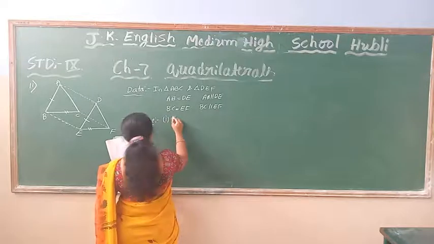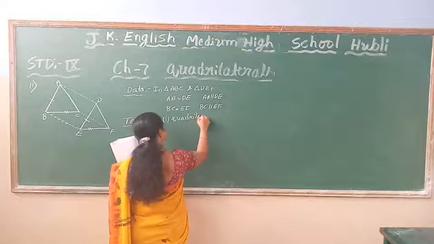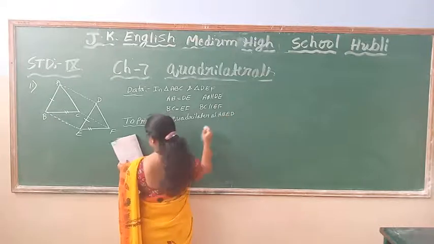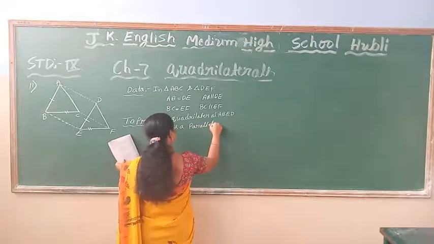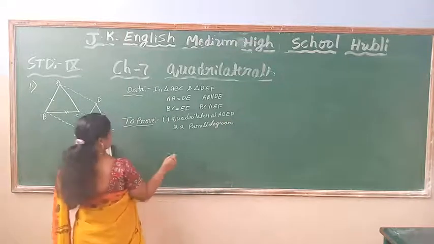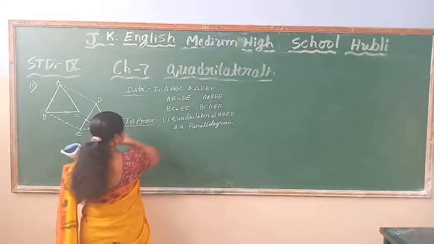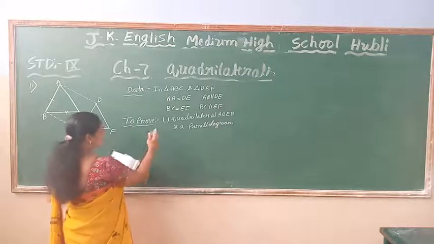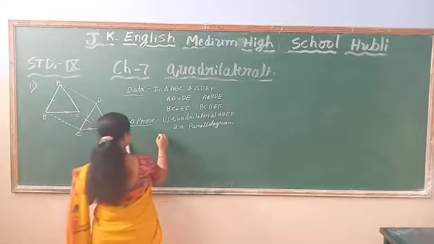First one, quadrilateral ABED is a parallelogram. There are six questions like this. One by one I am going to prove it now. So to prove this one, proof. Here I am going to write it. All these I have to prove here.